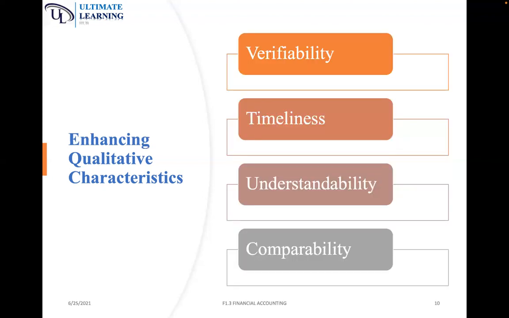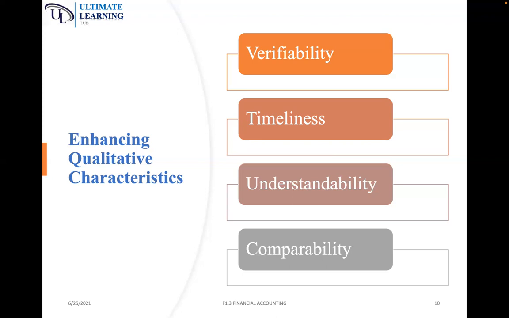Now, on the other hand, we have what we call enhancing qualitative characteristics of financial statements. When we talk of enhancing qualitative characteristics, we have four major qualities. Number one, verifiability. Number two, timeliness. Number three, understandability. And number four, comparability. When we talk of enhancing, the qualities that improve on the primary qualitative characteristics are enhancing, are secondary.